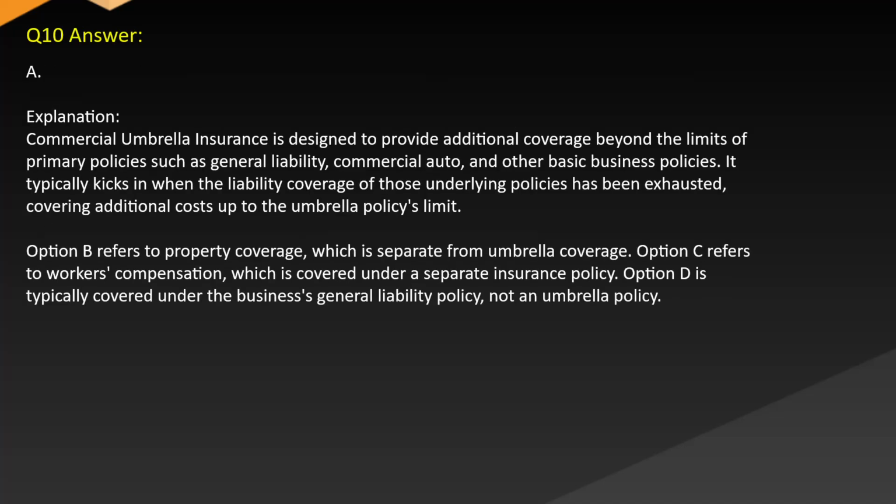Answer A. Explanation. Commercial umbrella insurance is designed to provide additional coverage beyond the limits of primary policies such as general liability, commercial auto, and other basic business policies. It typically kicks in when the liability coverage of those underlying policies has been exhausted, covering additional costs up to the umbrella policy's limit. Option B refers to property coverage, which is separate from umbrella coverage. Option C refers to workers' compensation, which is covered under a separate insurance policy. Option D is typically covered under the business's general liability policy, not an umbrella policy.